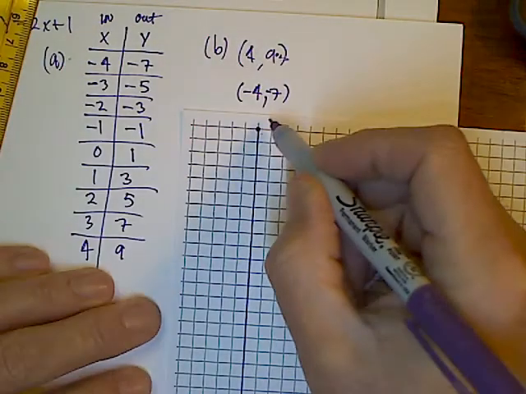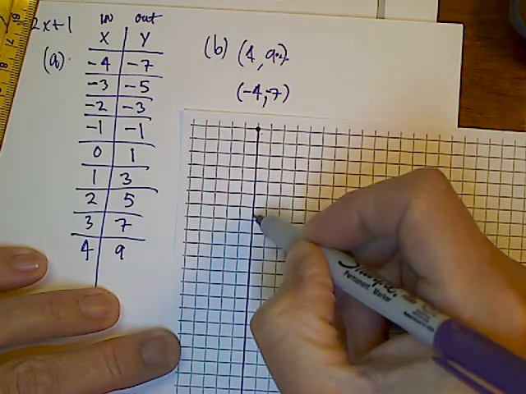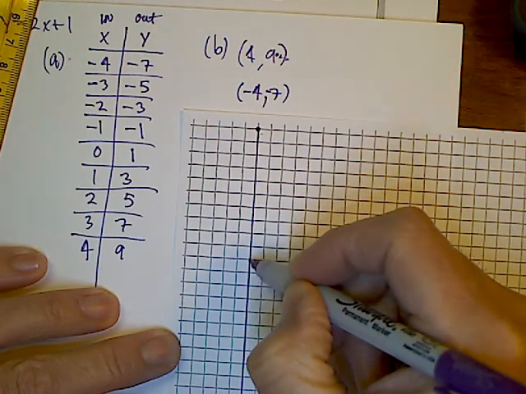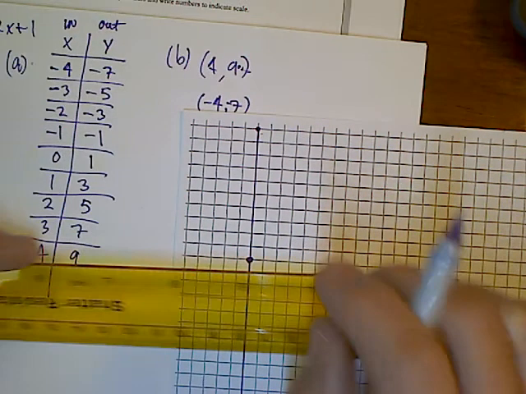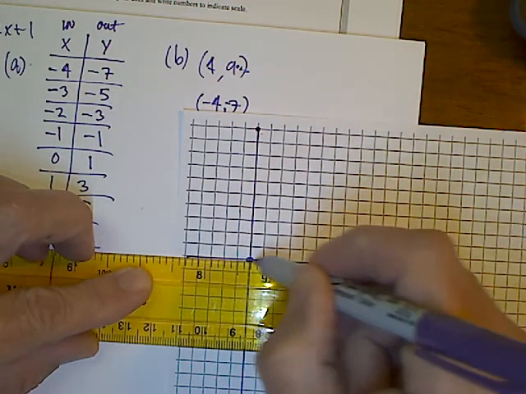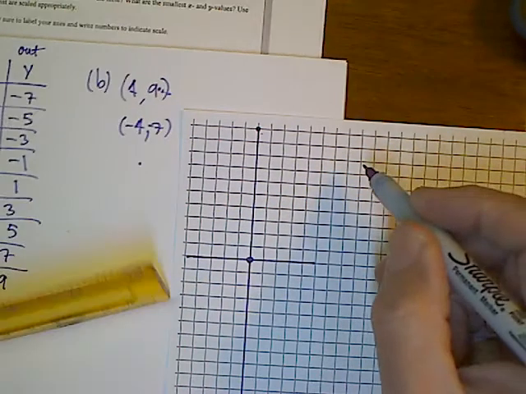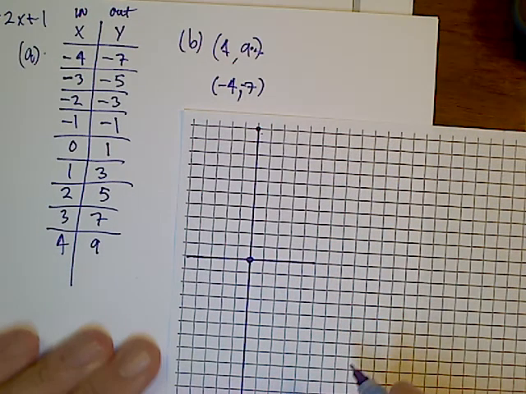Just to make sure I have enough, I'll count down 10. 1, 2, 3, 4, 5, 6, 7, 8, 9, 10. So right there will be my 0, my 0, 0, my origin. And I should have enough space now to graph based on the numbers that I'm inputting.